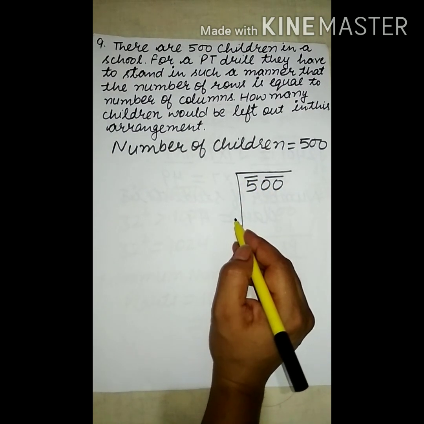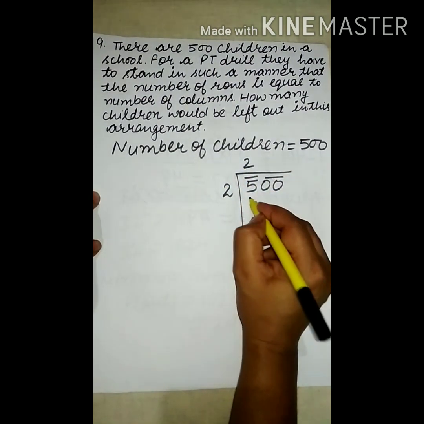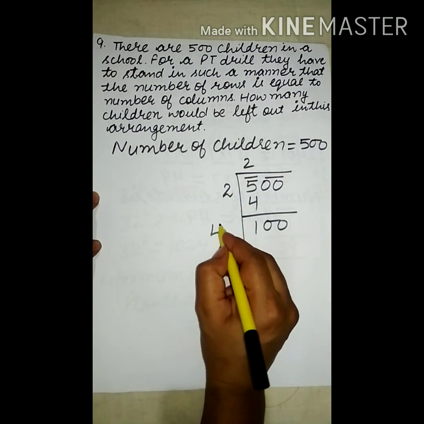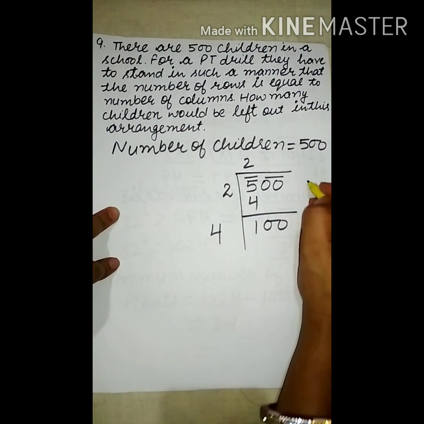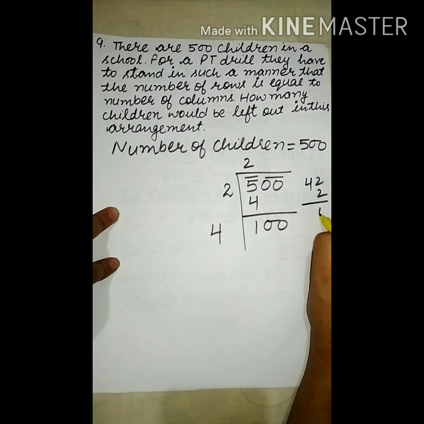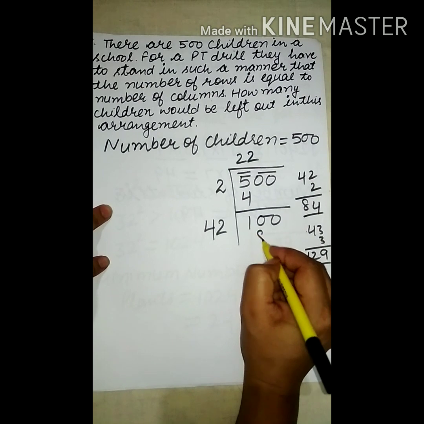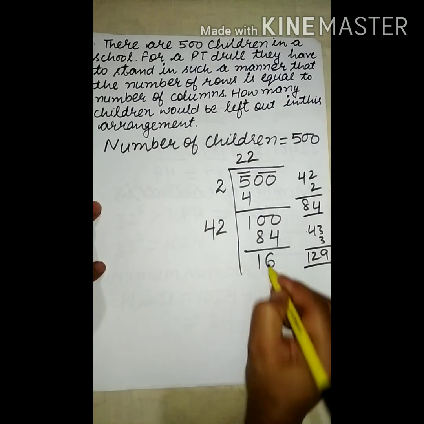Make the pairs. Now 5, nearest to 5, 4 is the square number which is the square of 2. 5 minus 4 is 1. This is 100. 2 plus 2 is 4. Now I'll try, let us see for 2 first. 2 4s are 8, 84. You can see for 3 also, 3 4s are 12. This is greater than 100, so I'll use 84 here. 2 2, 84. 100 minus 84 is 16.